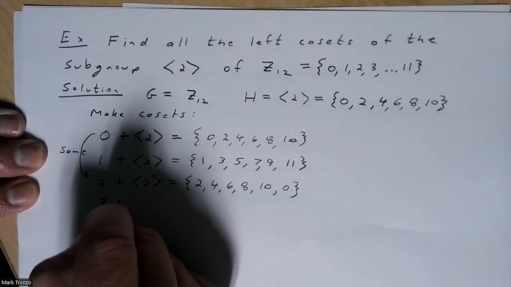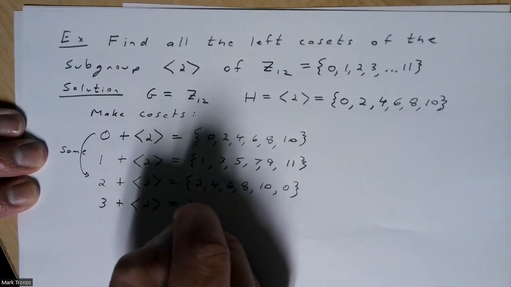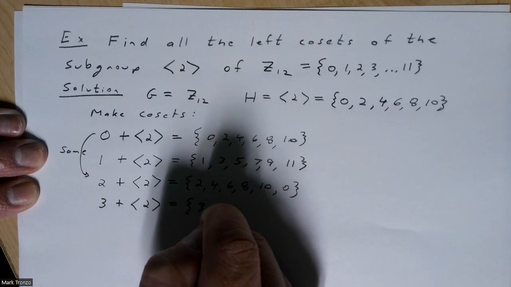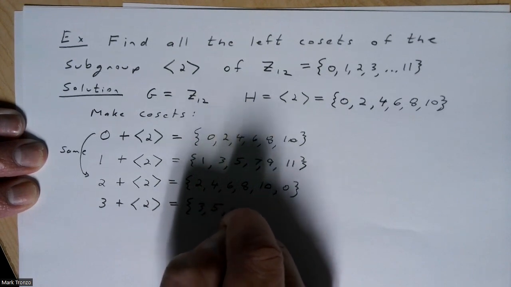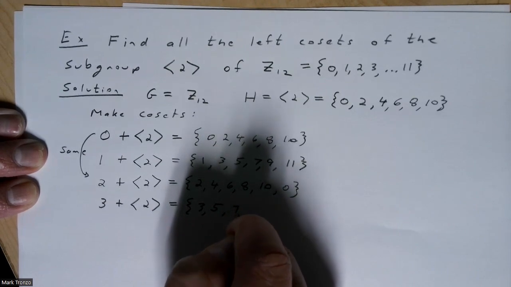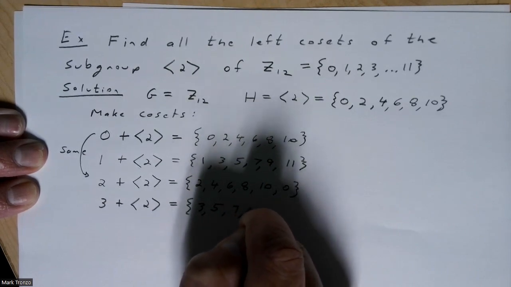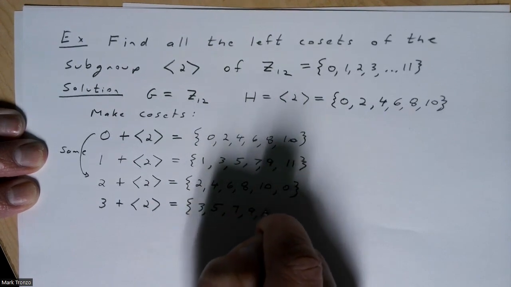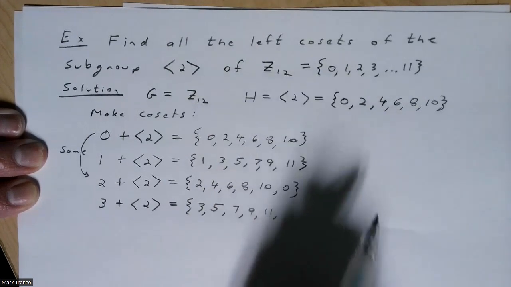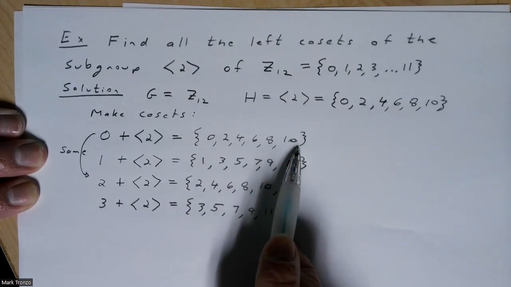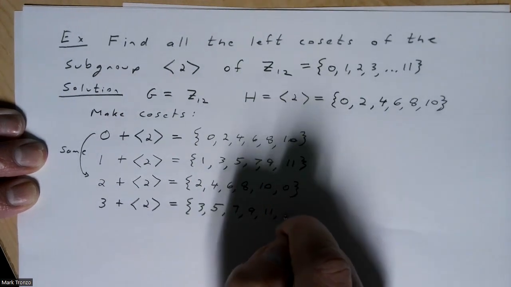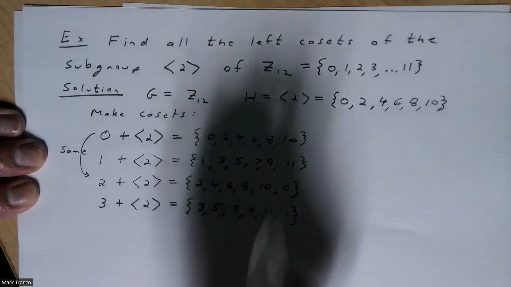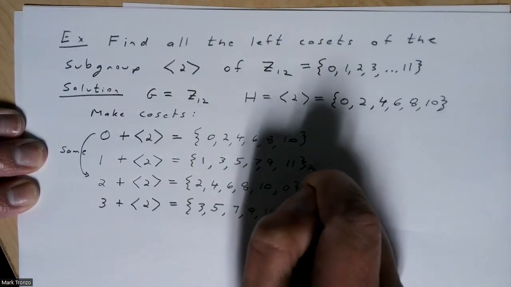And let's say if we added 3 to our original, we have 3, 5, 7, 9, 11, and then we add 3 to this one, we get 13. And of course, 13 mod 12 is 1. So that's going to be the same as well. Again, they're just in a different order. So these are the same, and these are the same.